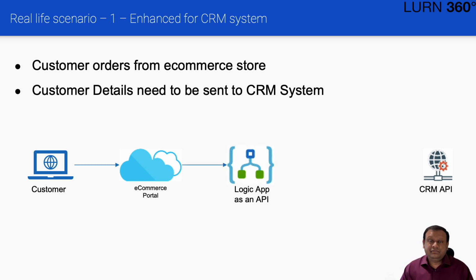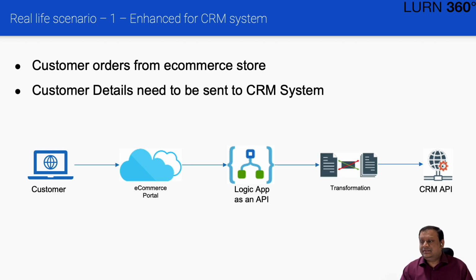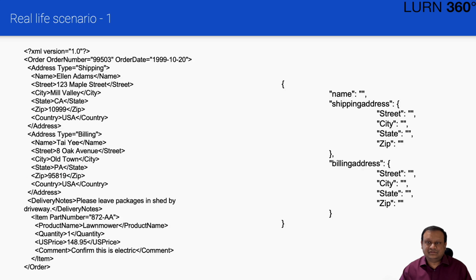If you remember, we've already built a logic app as an API. The e-commerce portal is sending the entire order to the API that we've created using the logic app. We're going to use the same logic app, and we added the transformation. We'll use a similar transformation, but this time, instead of the item details, we're going to use another transformation for the CRM system specifics. Let's go ahead and see the actual message details.